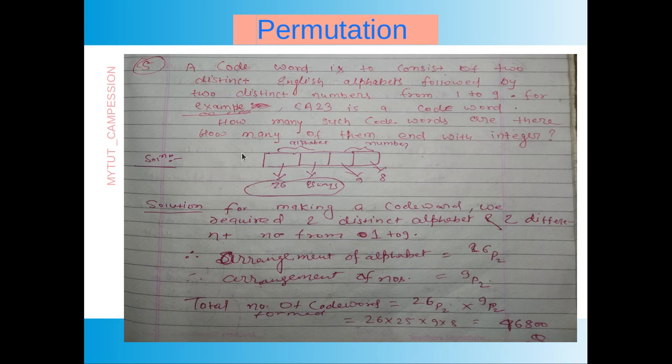Arrangement of the first alphabet is 26 ways, then 25 ways for the second, and 9 ways and 8 ways for the numbers. Now the total number of code words possible by the fundamental principle of multiplication: apply 26 into 5 into 25 into 9 into 8. So 46,800 code words are possible.